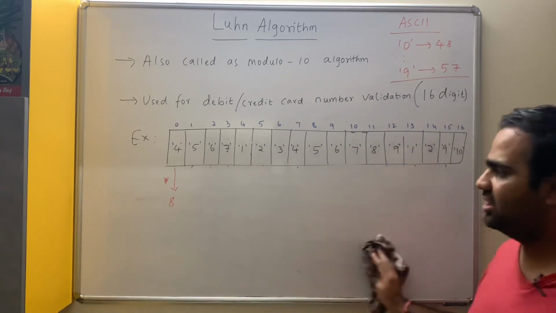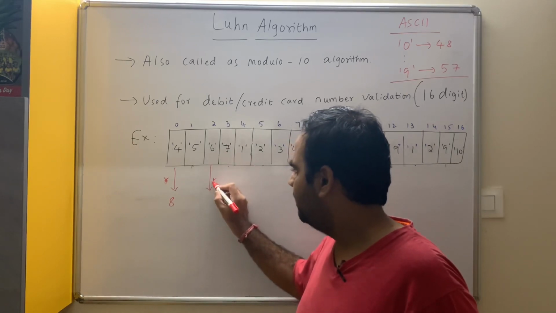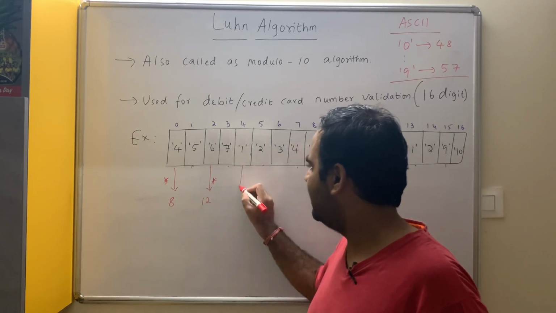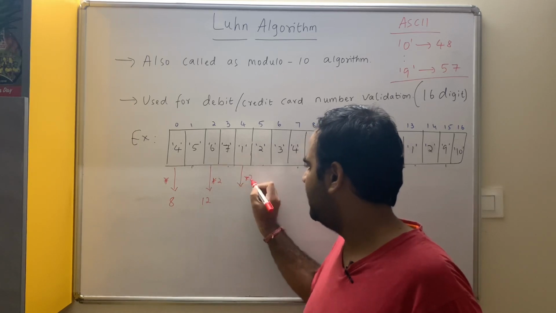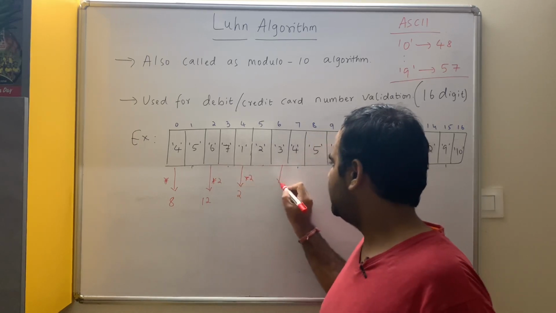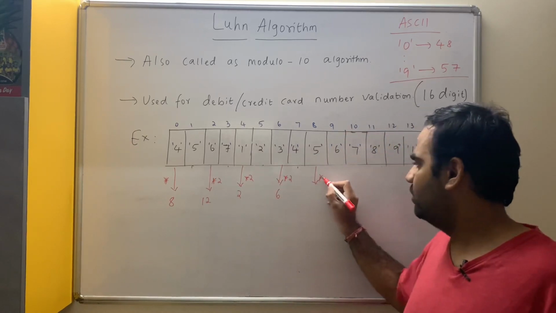This is the way we get the numeric value. Now, you take the next alternate digit and multiply by 2. 6 into 2 is 12. 1 into 2 is 2. Next you say 3 into 2 is 6. Next you say 5 into 2 is 10.